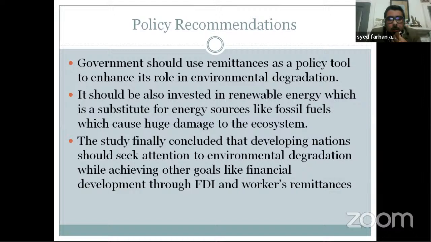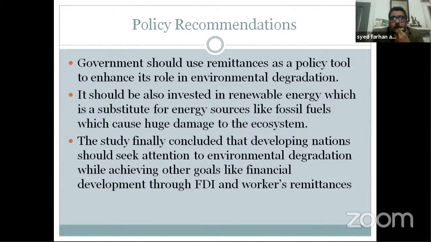The study finally concluded that developing nations should pay attention to environmental degradation while achieving other goals like financial development through FDI and workers' remittances. Concluding that it's good to have a better socio-economic status, but we also should focus on environmental quality, how to channel the remittances and their use in a better way to reduce energy use and fossil fuels.